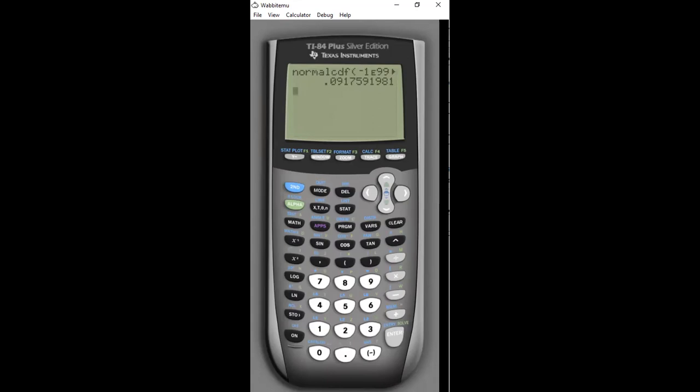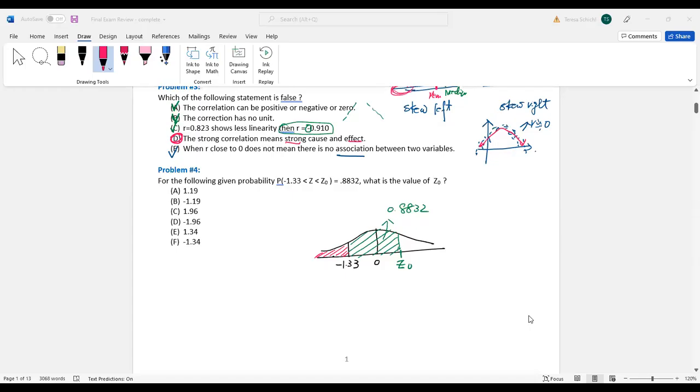Okay, so this is 0.09759. Now let's go back to my work. Okay, so now we just got this, 0.09759, right? So now if you add this green and this pink probability, what do you have here?